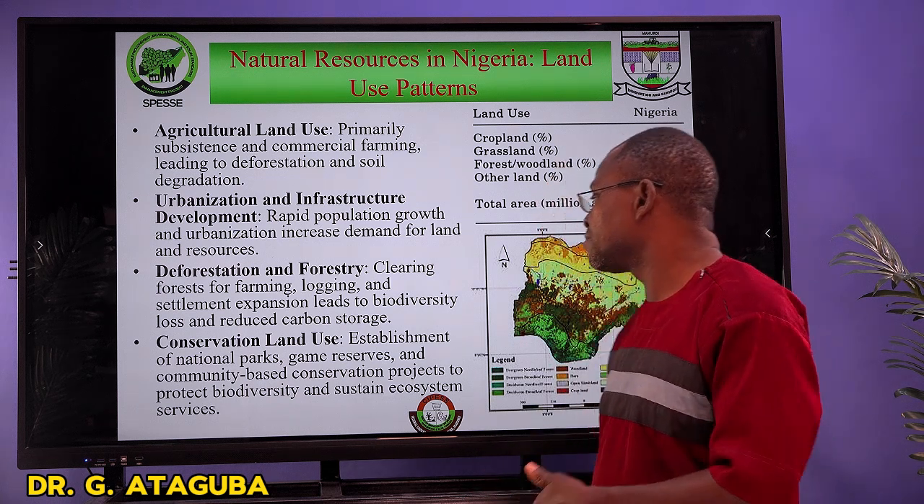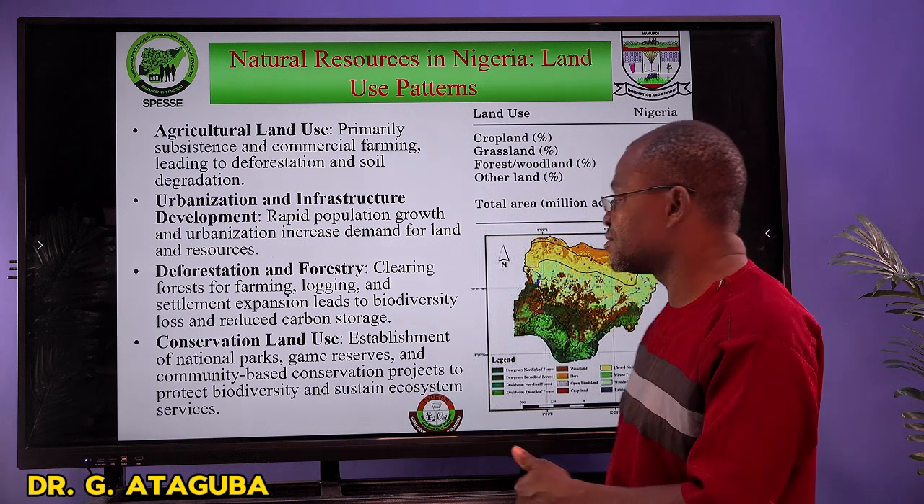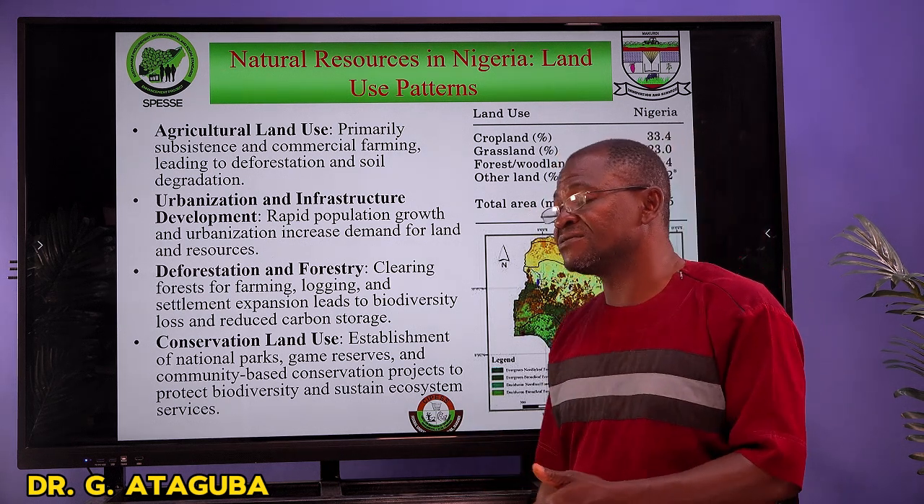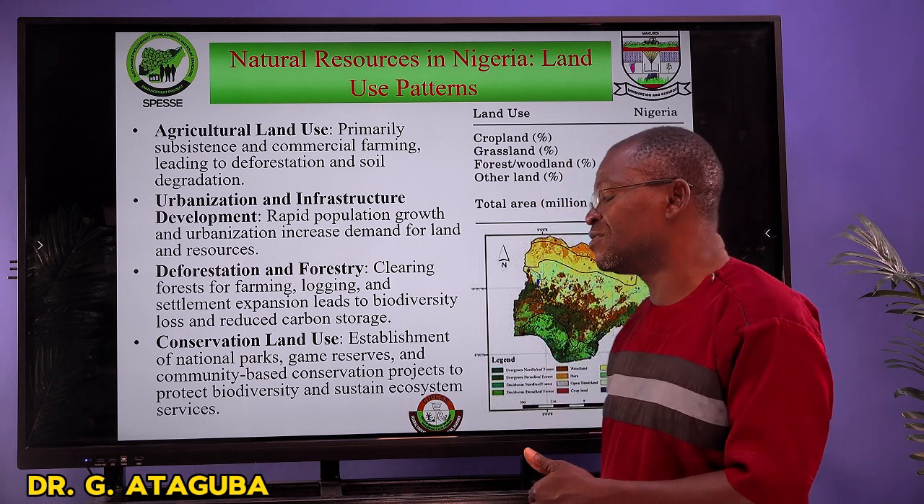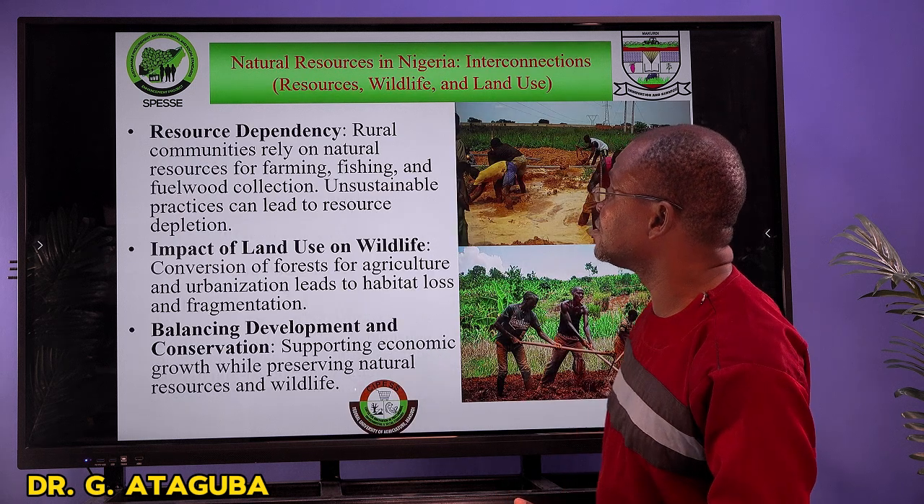Then this brings up the idea of conservation land use. In as much as we have the natural resources, we also, as a country, have been trying to conserve these resources by setting up national parks, game reserves, and other community-based conservation projects to manage the resources.